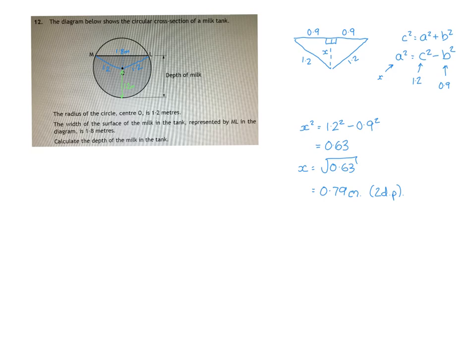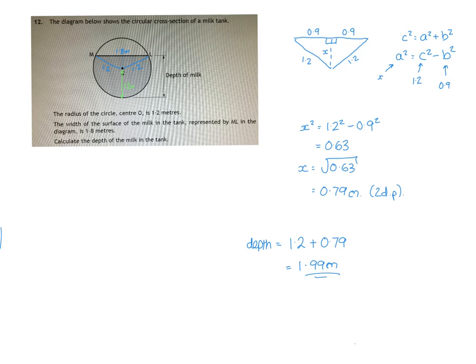Right, so we need to find the whole depth of the milk. The depth is in fact that 1.2 that we've got here, and then we've got to add on to it this little bit here that we found, that x. So that's 0.79. So it's 1.2 plus 0.79. So we get that it is 1.99 meters. That's our answer.